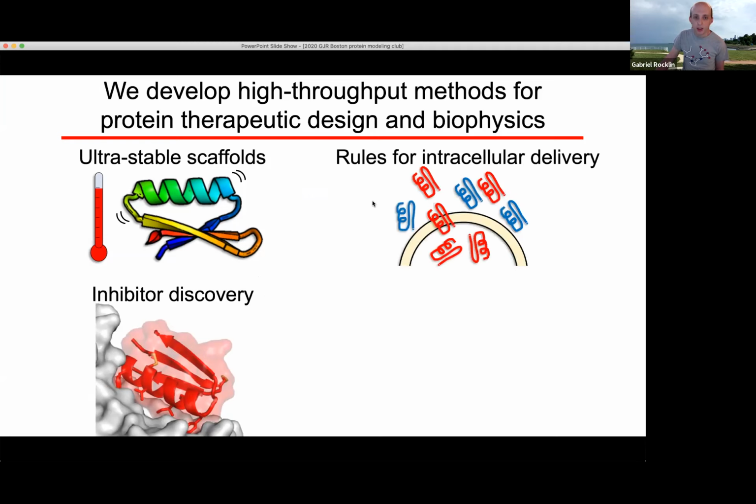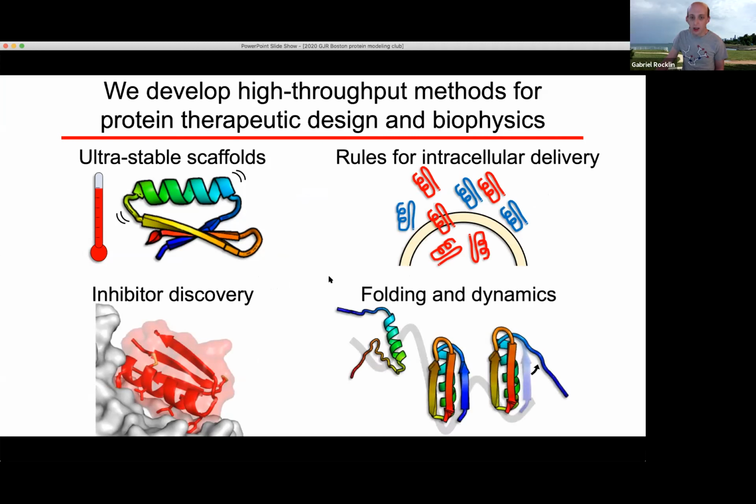We're working to discover rules for delivering small proteins into the cell cytosol so that you can have therapeutics that interact with cytosolic targets. And then a big chunk of what we do is to understand the determinants of protein conformational dynamics. And that's actually what the second half of today's talk is going to be about.